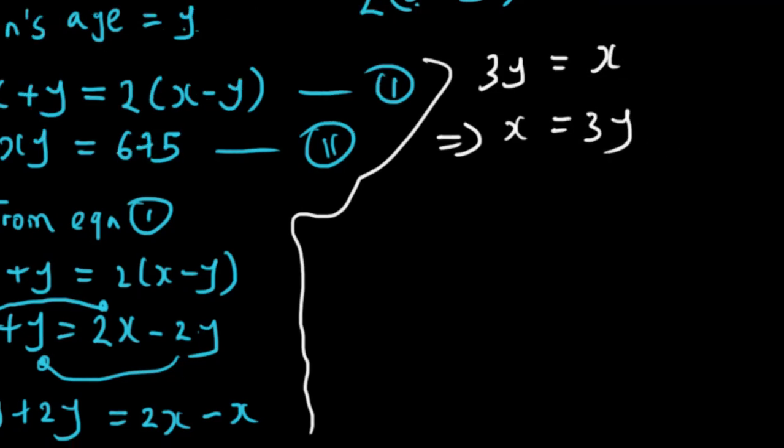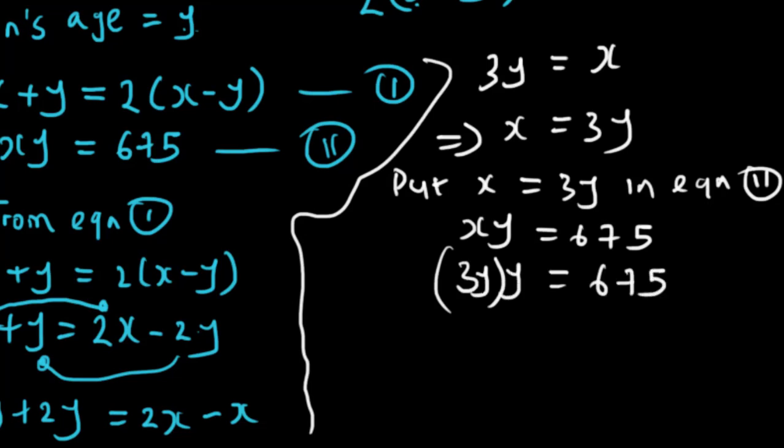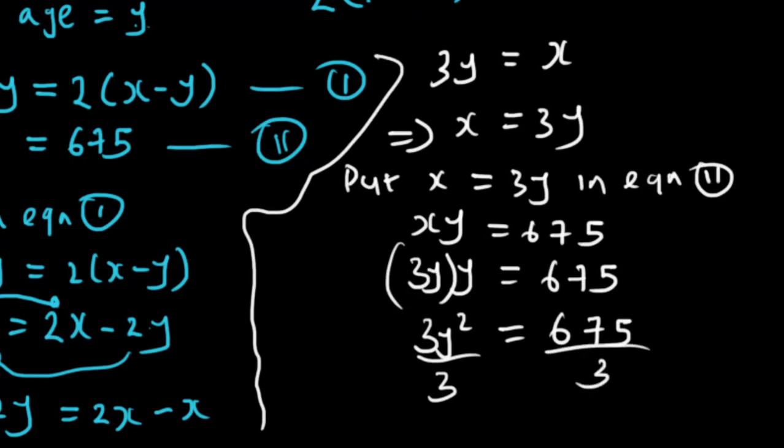So I'm going to put x equals 3y in equation 2. What is equation 2? Equation 2 says xy equals 675. So anywhere I see x, I call it 3y. So I have 3y into brackets y equals 675. Now this is y times 3y, which gives me 3y squared equals 675. Now I've got to divide both sides by 3. So I should have y squared equals 675 divided by 3. 3 in 6 is 2. 3 in 7 is 2, remainder 1. 3 in 15 is 5. So I have y squared equals 225.